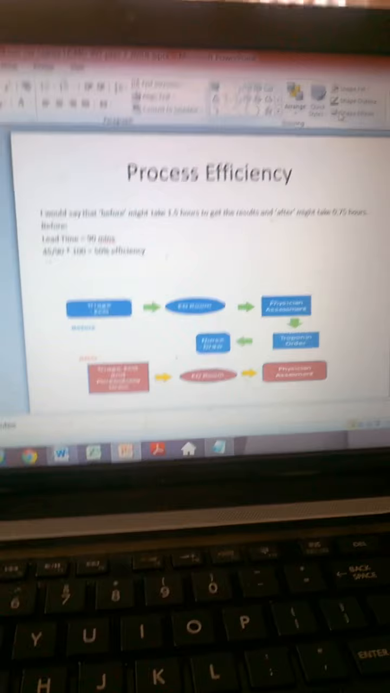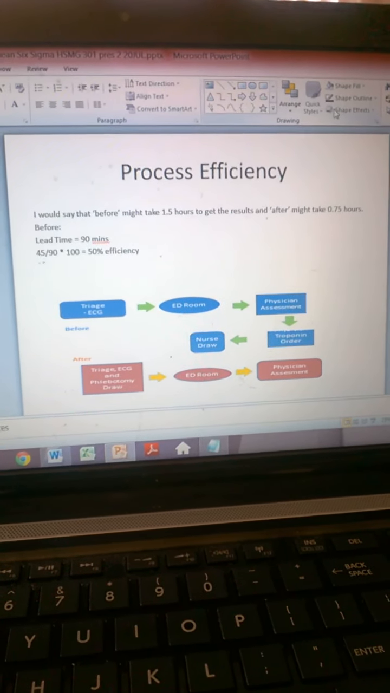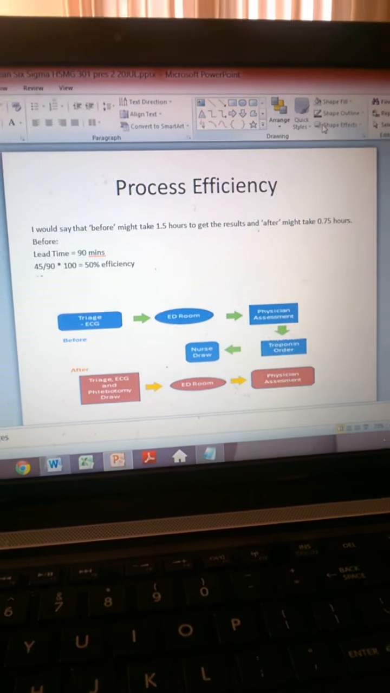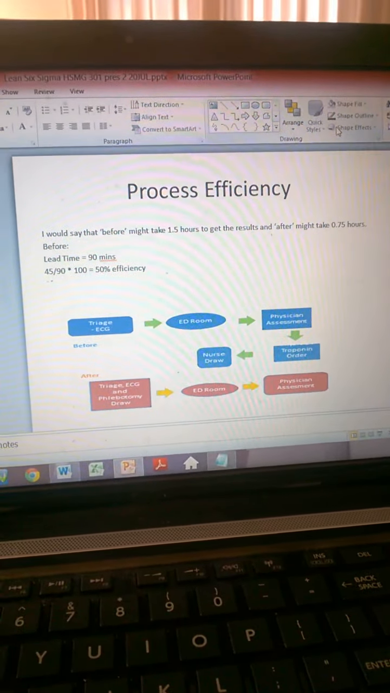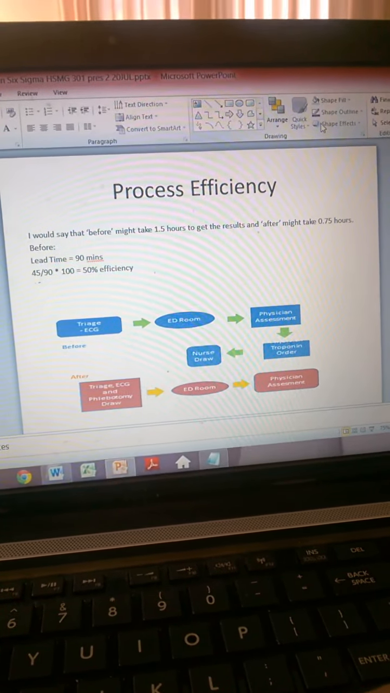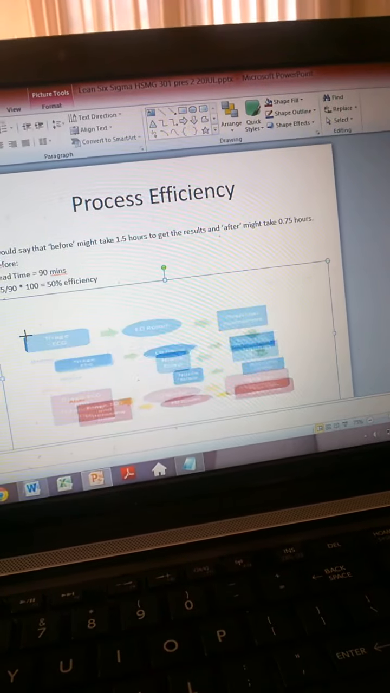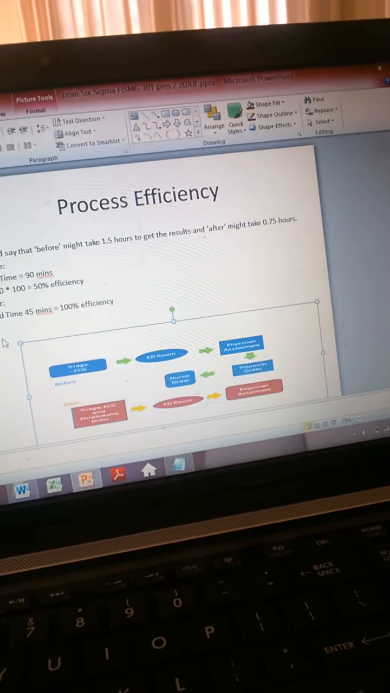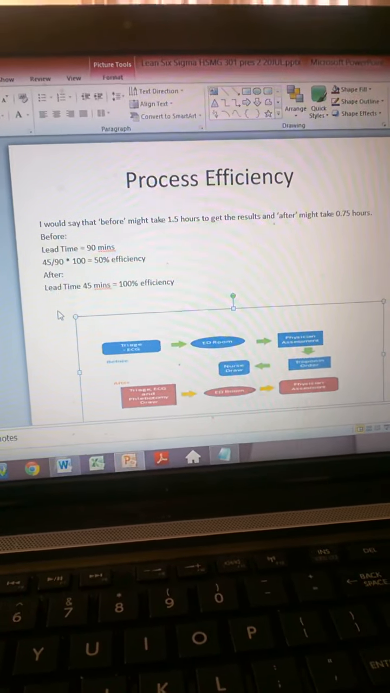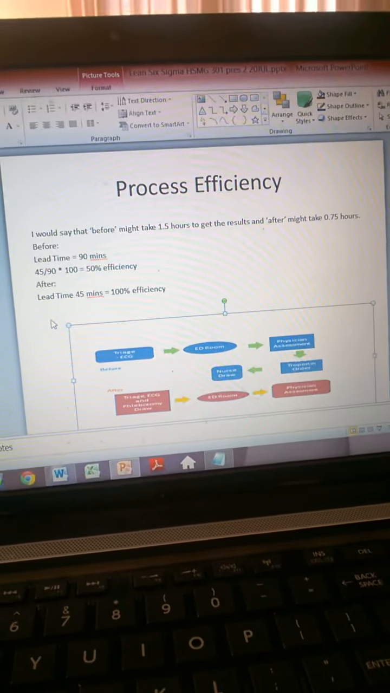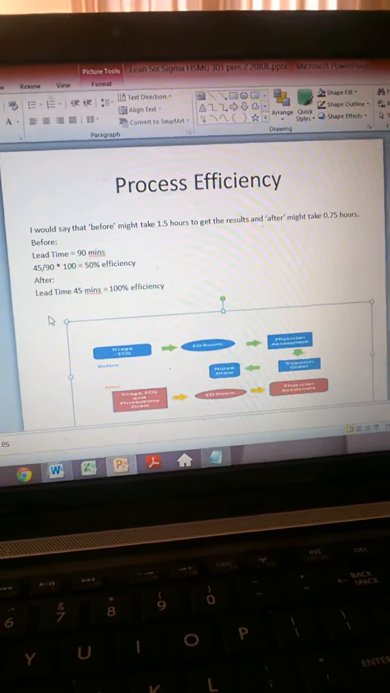Now, process efficiency. Let's just say that before might take an hour and a half to get the results, and after might take 0.75 hours, which is 45 minutes. So the lead time before is 90 minutes. So basically, 45 divided by 90 times 100 is the process efficiency. Now, after, the lead time is 45 minutes. So we're looking at 45 divided by 45 multiplied by 100, which brings 100% efficiency. So before we had 50% efficiency, and now we have 100% efficiency. That would definitely save a lot of lives.